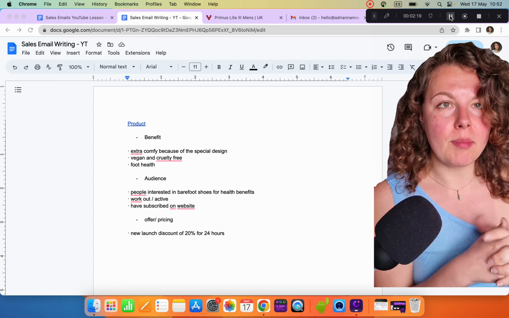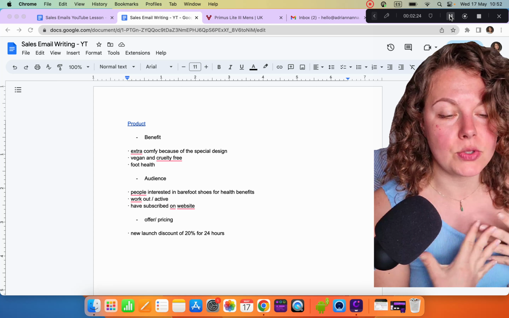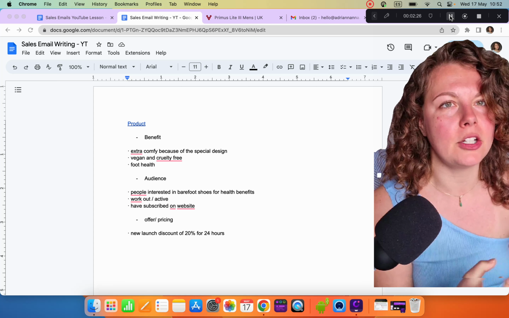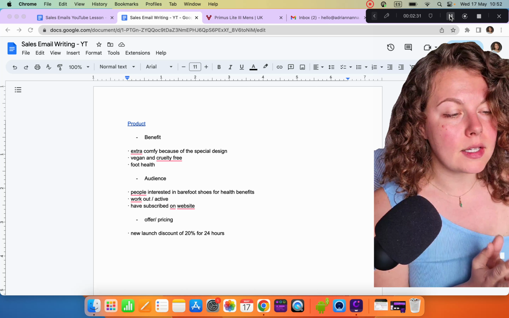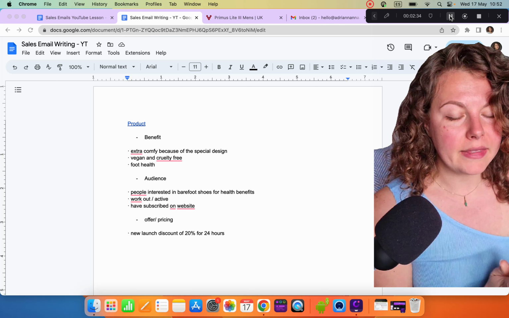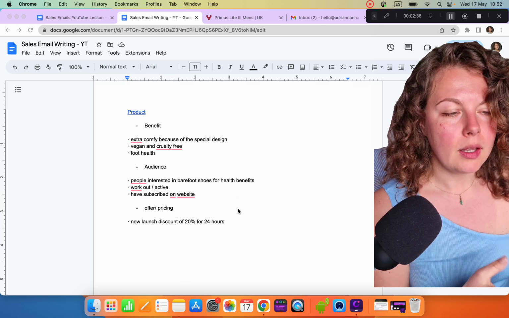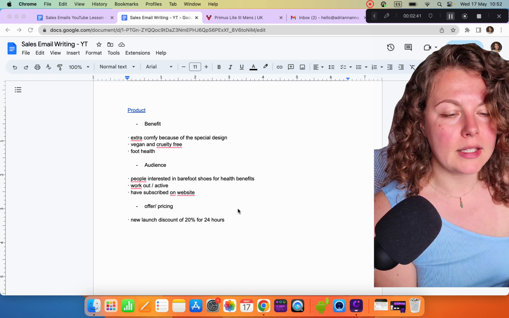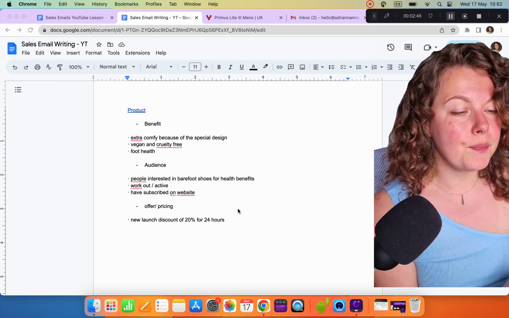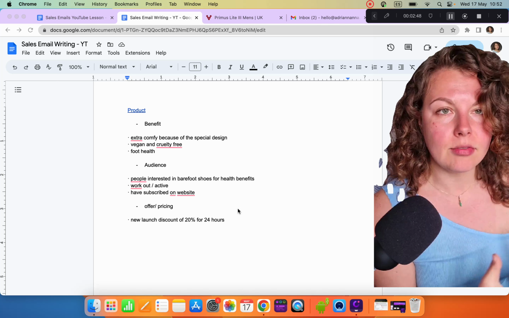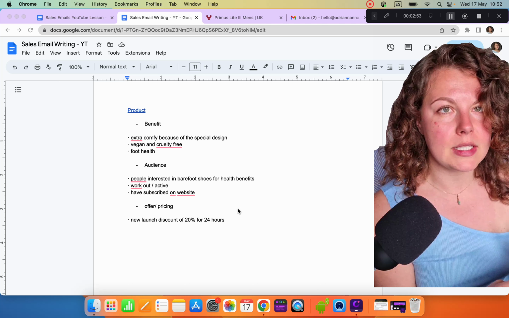Okay, cool. The benefits that I picked for this email are that the shoes are extra comfortable and they're designed to be this way. They're vegan and cruelty free, and they're very good for your feet. And then the audience, just to give us some definition to the outline of the email, is people who are interested in barefoot shoes because of the health benefits, people who are active and work out a lot, and they have subscribed to the email sequence on the website.